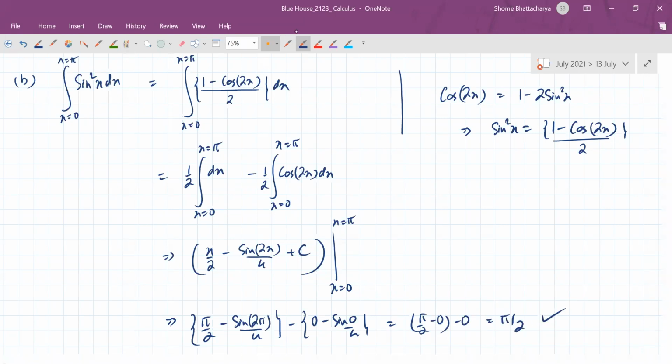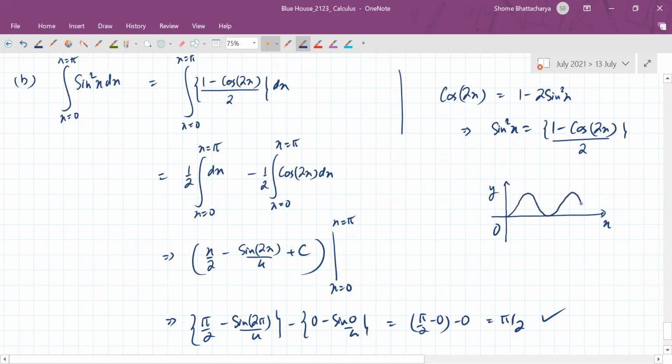Okay. And it will obviously make sense that we should get a non-zero value, because the sine square x graph is always above the y-axis, I mean above the x-axis. A graph like this, it varies continuously between 0 and 1.